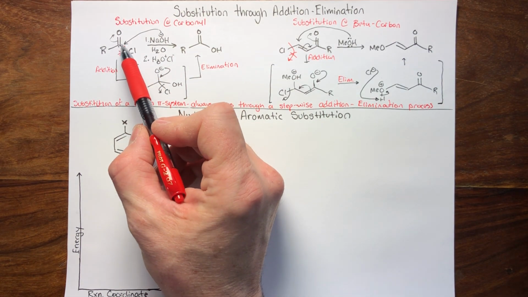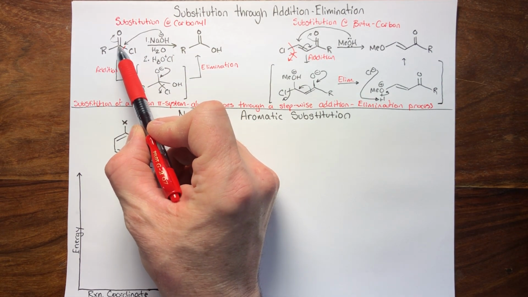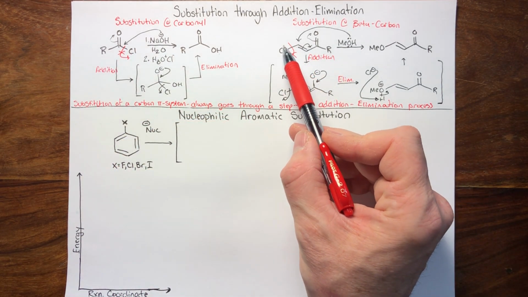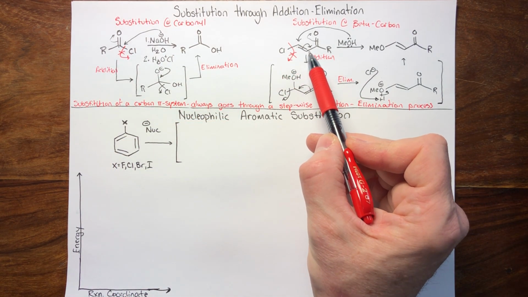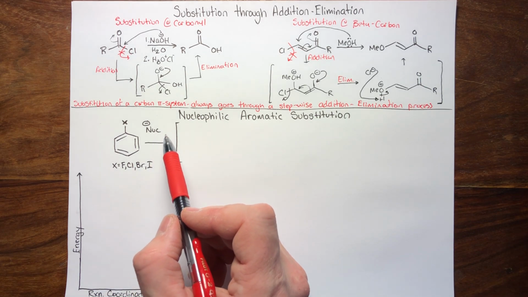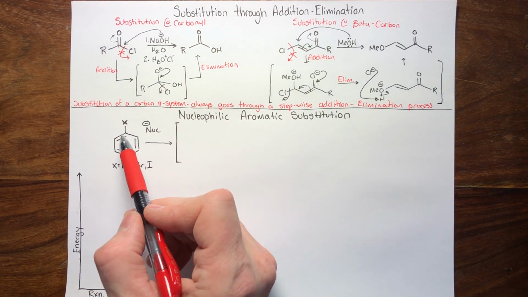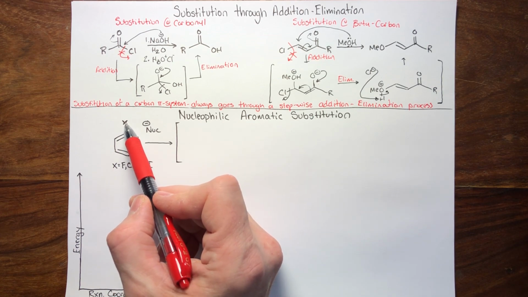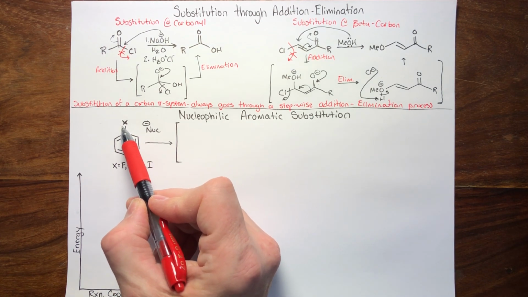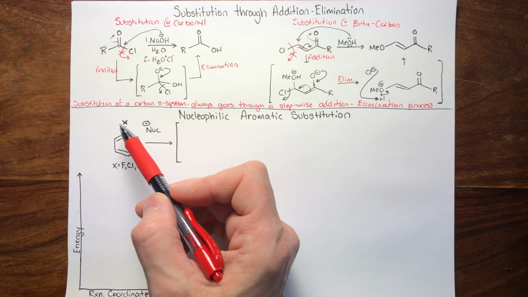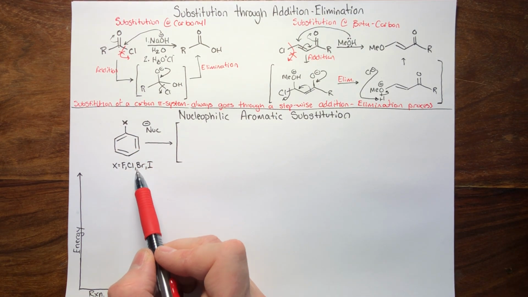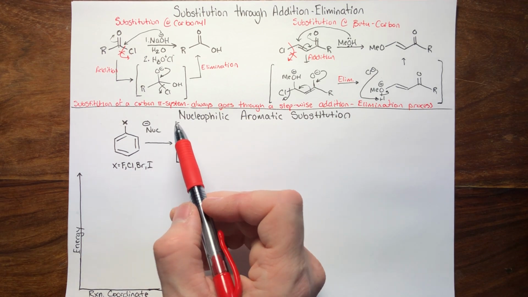Because if you look at this, we have a leaving group attached to a carbon with a pi bond. Here we have a leaving group attached to a carbon with a pi bond. And in a nucleophilic aromatic substitution, we're adding nucleophiles to these aromatic systems. And this aromatic system features a leaving group, which we'll just symbolize here with X. And X can represent fluorine, chlorine, bromine, or iodine. So X is just a halogen.